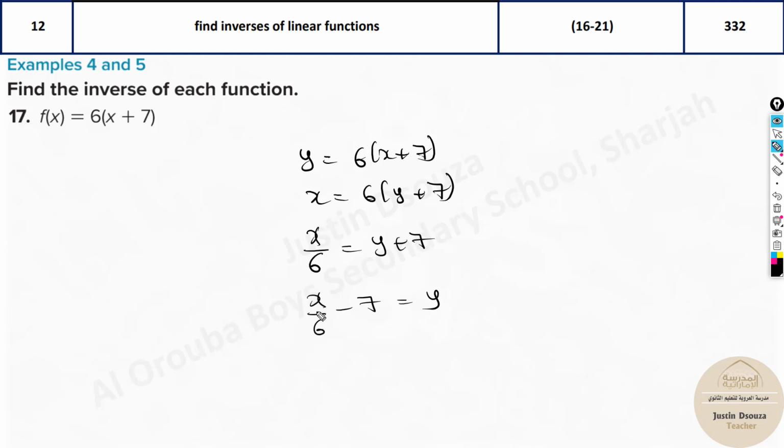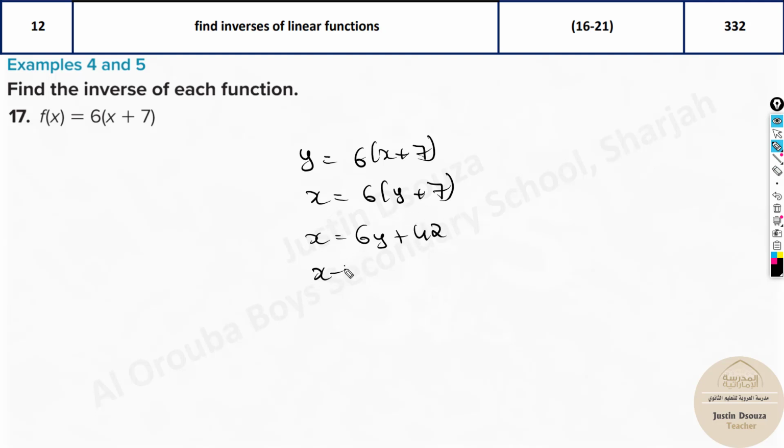You have to take the LCM, which means you multiply the right side by 6 and divide by 6, which will be x minus 7 times 6 is 42, divided by 6 equals y. That is f inverse. Otherwise, the simpler method is to multiply what is in the bracket. Use the distributive property and multiply. So here what happens is x equals 6y plus 7 times 6, which is 42.